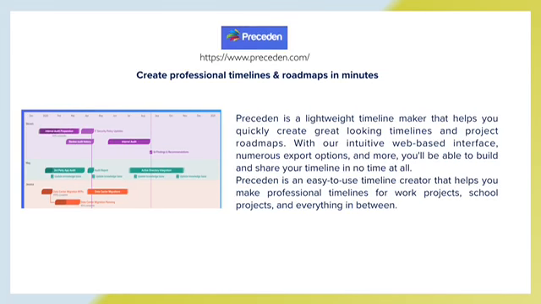Create professional timelines and roadmaps in minutes. Preceden is a lightweight timeline maker that helps you quickly create great-looking timelines and project roadmaps. With our intuitive web-based interface, numerous export options, and more, you'll be able to build and share your timeline in no time at all. Preceden is an easy-to-use timeline creator that helps you make professional timelines for work projects, school projects, and everything in between.